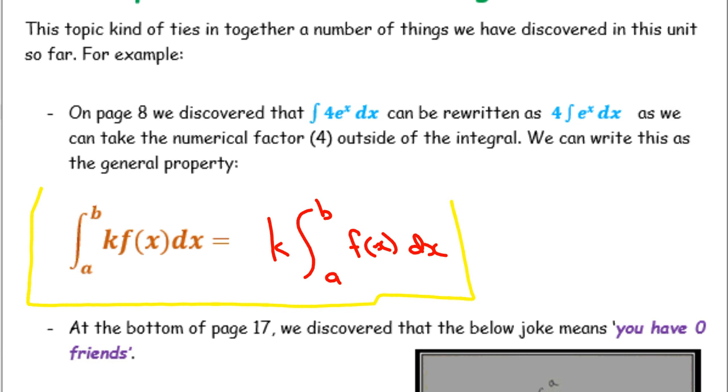That's a nice property, so let's put it in a nice highlighted box. There are about 5 properties, all 5 of them on this page and the next. When we've got the general property, I'm just going to highlight it because it's reasonably important.